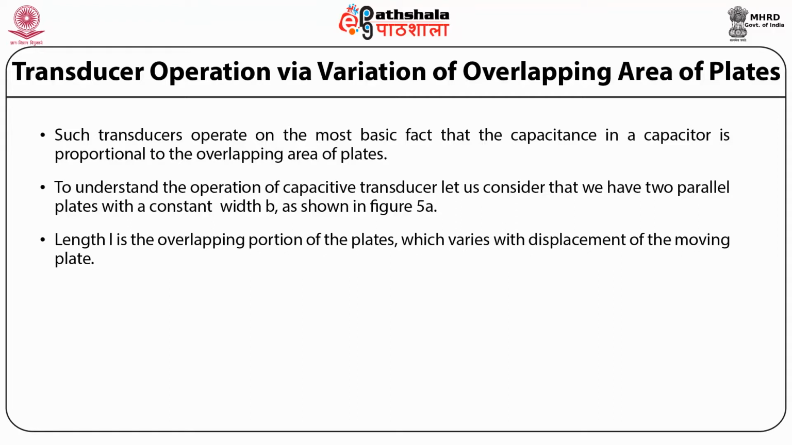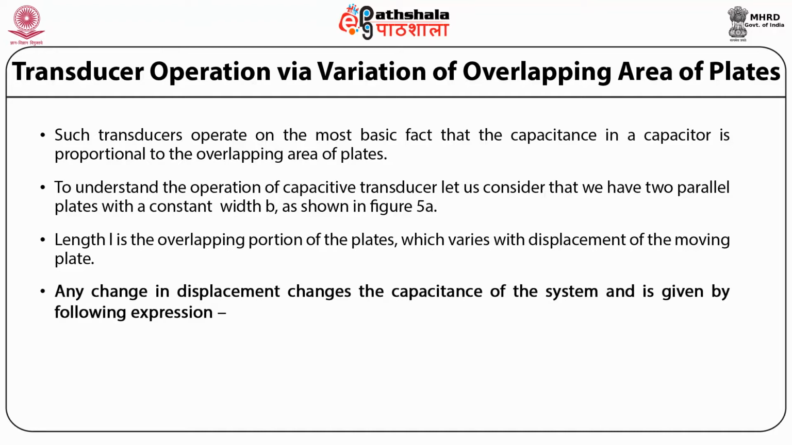Length L is the overlapping portion of the plates, which varies with the displacement of the moving plate. Any change in displacement changes the capacitance of the system, which is given by the following expression. C equals absolute permittivity times relative permittivity times A divided by D, which equals absolute permittivity times relative permittivity times B times L divided by D farads.